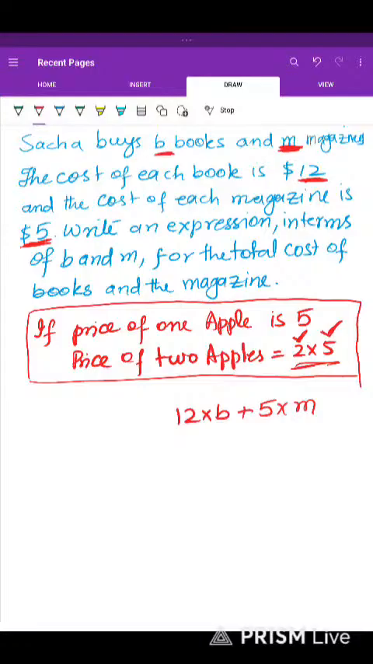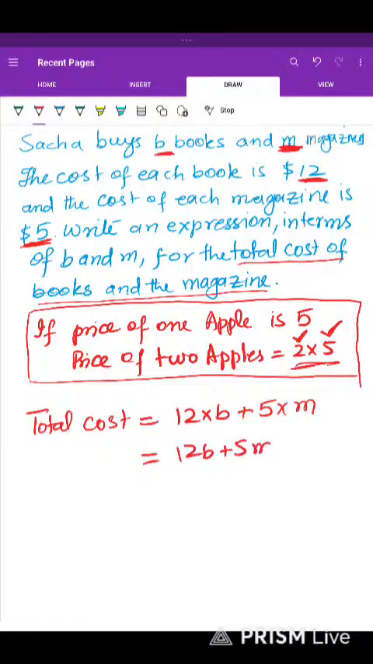So what do we need here? Towards the end of the statement, the total cost of books and magazines. So we can write here the total cost of both these products: 12b and 5m. So this is the total cost written in terms of b and m.